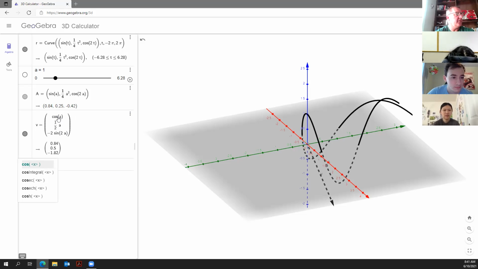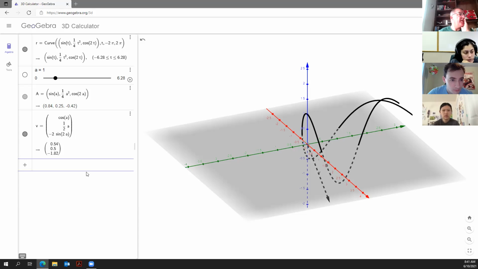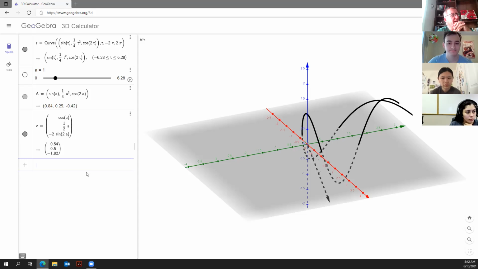Hopefully it'll let me edit this. Notice it's not liking it. It does not want to let me edit it. I'm thinking, great, am I going to have to type this whole thing again? There we go. So now it's working, right? So derivative of sine is cosine. Derivative of 1/4 t squared is 1/2 t. Derivative of cosine of 2t is negative 2 times sine of 2t, so this is working now.